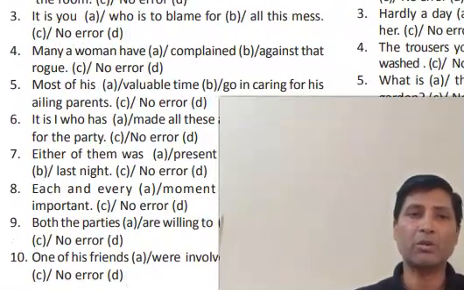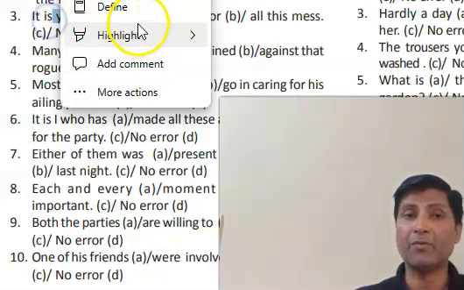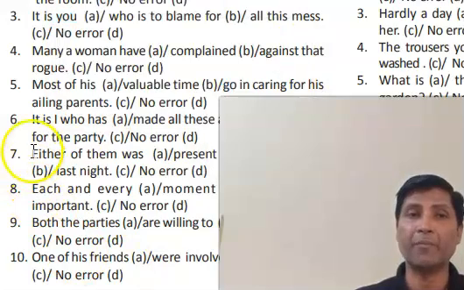Question number 3. Just go fast. It is you who is here. Remember, this is a relative pronoun. This antecedent is the subject. Verb is wrong. In place of is, it should be are.